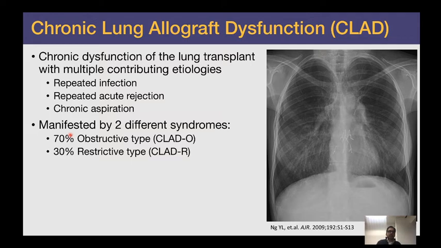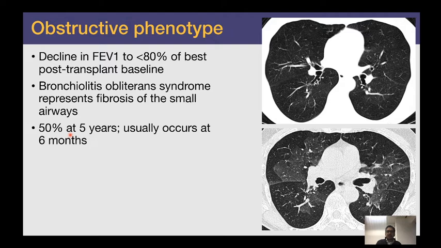Now, chronic lung allograft dysfunction, or CLAD, is what we call now chronic rejection. Okay, chronic dysfunction of the lung transplant has multiple etiologies. One is repeated infection, repeated acute rejection, and chronic aspiration. Okay, and there's two major syndromes that CLAD will manifest as. Most of the time, CLAD will manifest as an obstructive type picture, 70%, whereas a minority of the time, 30%, will have a restrictive type picture, okay? So the obstructive phenotype will look like bronchiolitis obliterans, okay?